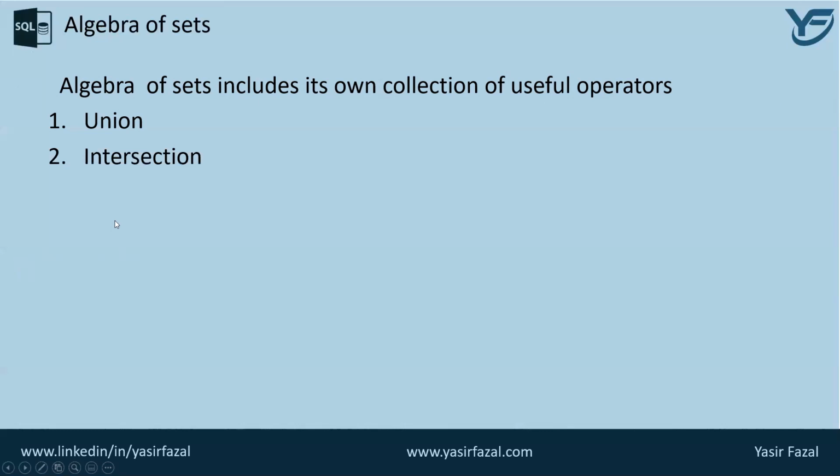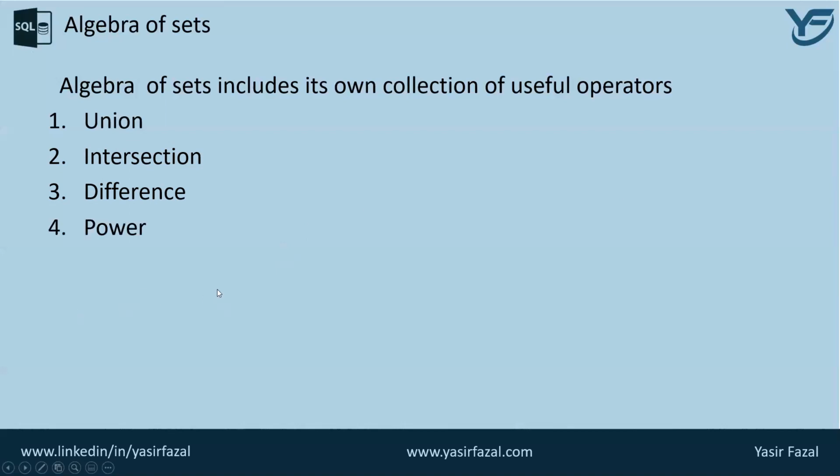Next comes intersection. Intersection means that if you have two sets, the common members between these two sets combine into one set, and both sets belong to our same universe. Next one is the difference. Difference means you have two sets, but you need to exclude the members of one set from another set. So this is just like a subtraction.